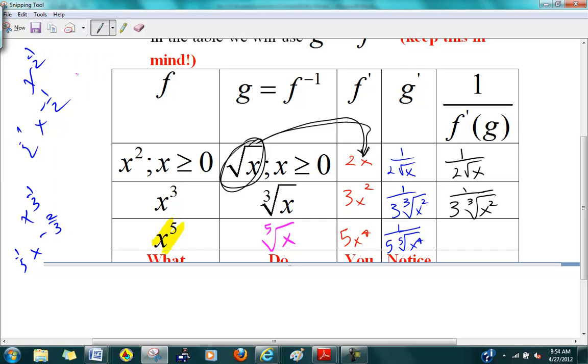Heather, last column. Just look at the pattern and give me the answer. Same thing. So what do you conclude? What's your conclusion? Everything has an x.